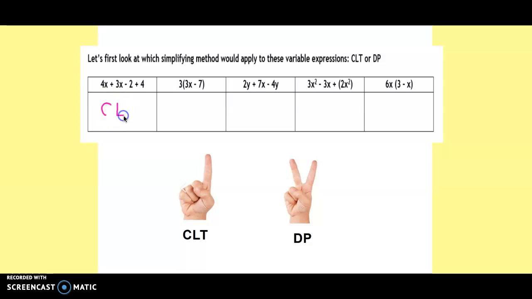And I'm going to be asking you just to use abbreviations. So on your assignment, you will see something similar to this. You can just write CLT, combine like terms. All right, taking a look at the second example here. We have 3 times the quantity 3x minus 7. So again, which property, which simplifying method would you apply to these variables?